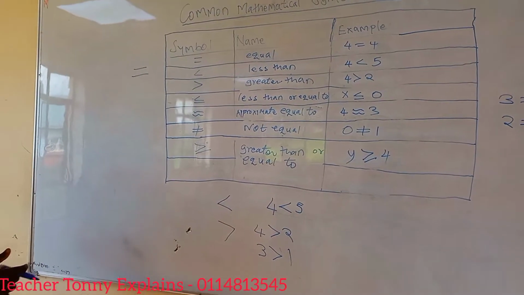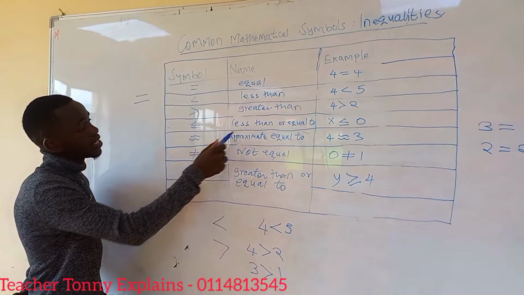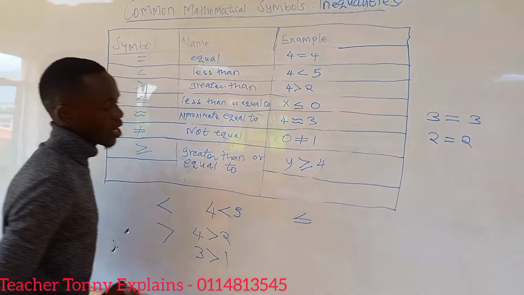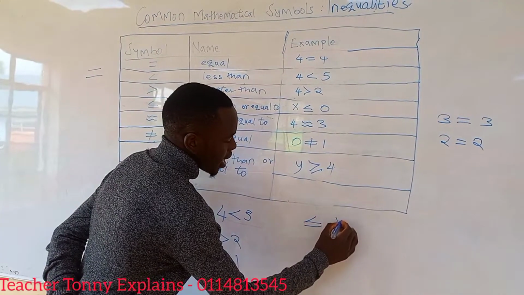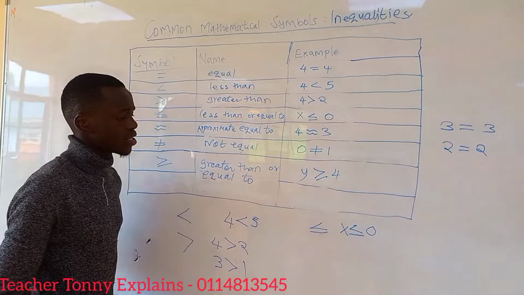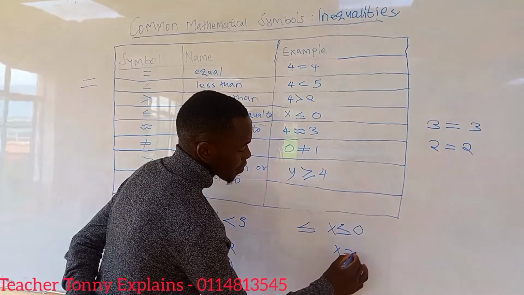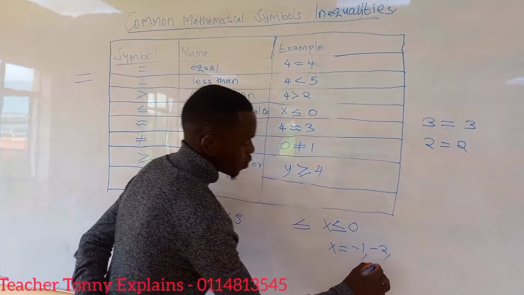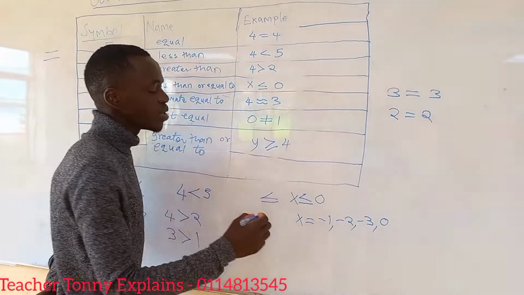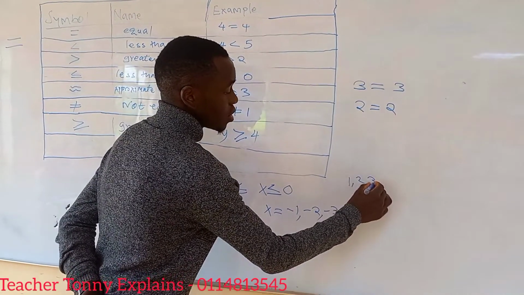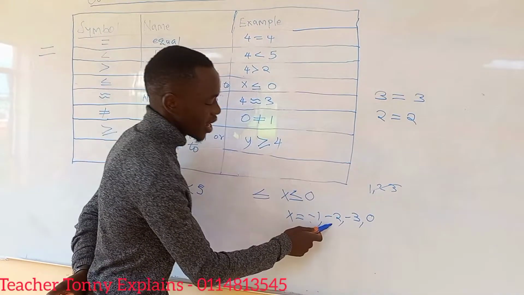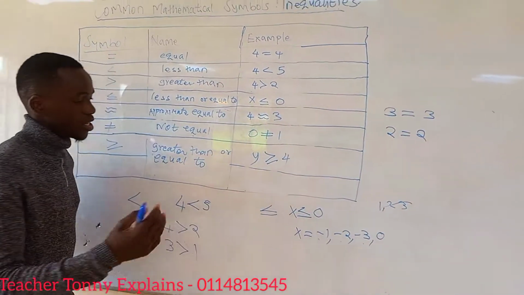Another example from my table is the less than or equal sign. For example, we're going to have x is less than or equal to 0. This means that x can be either -1, -2, -3, whereby 0 is also included, but it cannot be 1, 2, 3. It cannot be that, but x is equal to -1, -2, -3, and so on.